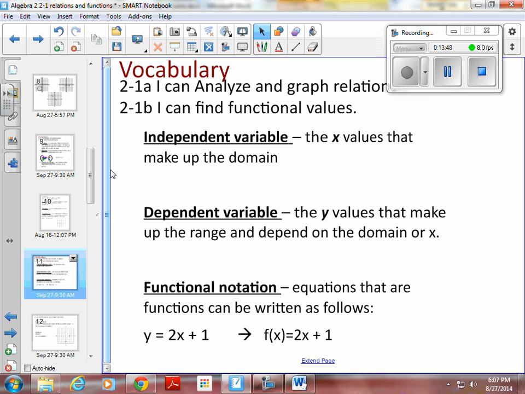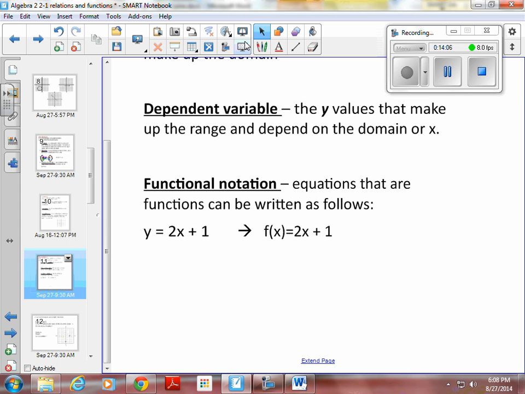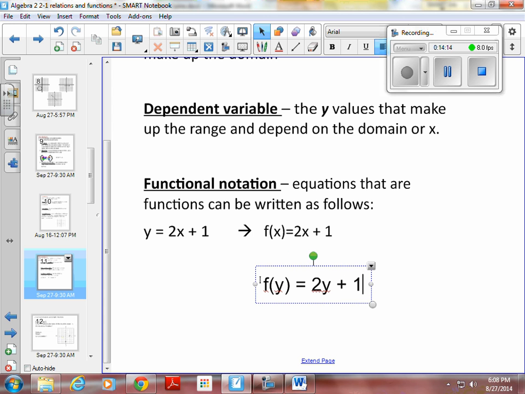Everything depends on time. And then functional notation, instead of using y equals mx plus b, we're going to change out y, and we're now going to use f of x. That's how we read this, f of x. So it's a function in terms of x. So we have an x as a variable over here. If it was f of, let's see, if I just grab this and say f of y, then we would say 2y plus 1.